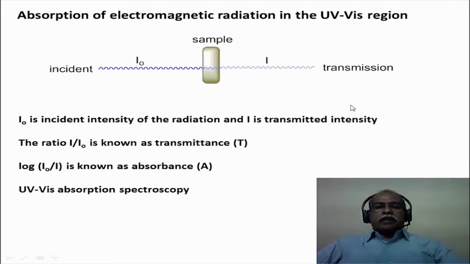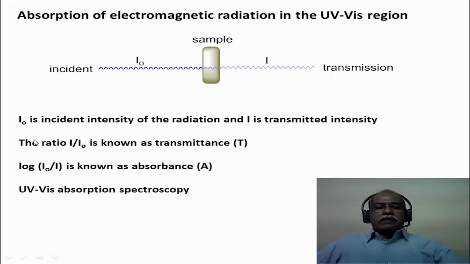Now this is a diagram that is familiar to you. This has already been dealt with earlier. Let me recap the facts about this particular diagram. The absorption of electromagnetic radiation in the UV visible region. When you have electromagnetic radiation of the type ultraviolet and visible, the incident radiation intensity is I0. It passes through the sample and the sample absorbs a certain amount of energy, and the residual intensity is transmitted. So I is the transmitted intensity, which is detected by some kind of photomultiplier detector in this case.